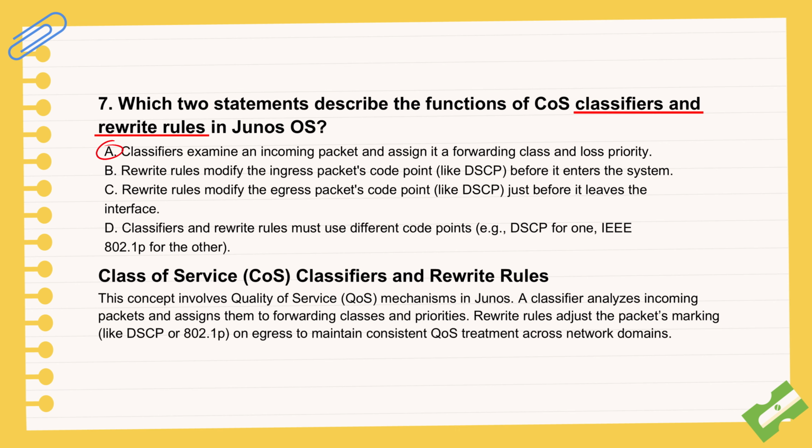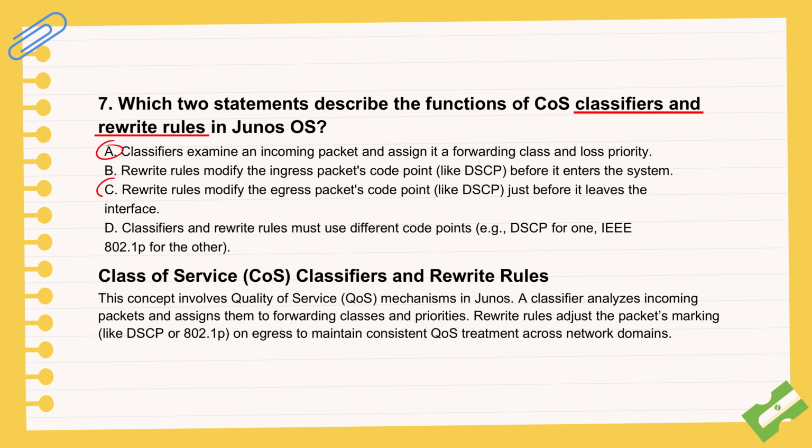Rewrite rules are the opposite. They happen on egress, just before the packet leaves an interface. And their job is? Their job is often to change the packet's marking, like modifying the DSCP value in the IP header. But why change it on the way out? Didn't we already classify it? You did, for internal handling.